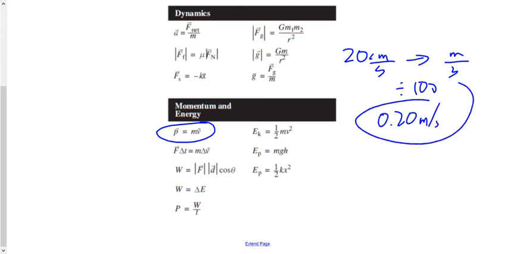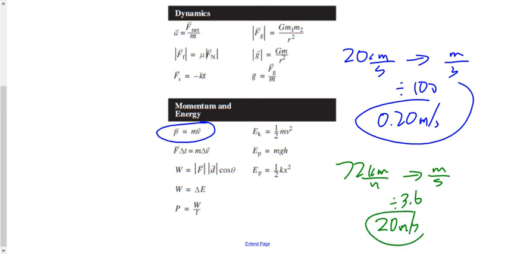Good? Now I just gave away my next one. 72 kilometers per hour. Converted to meters per second. What do I do here? Divide by 3.6. You can multiply by 1,000 to get meters and then divide by 3,600 to get seconds. Or the shortcut is just divide by 3.6. And that gives me 20 meters per second. Is that realistic? Sure it is. If you had guessed wrong and multiplied by 3.6, see what you would have gotten here. 72 times 3.6 is 259.